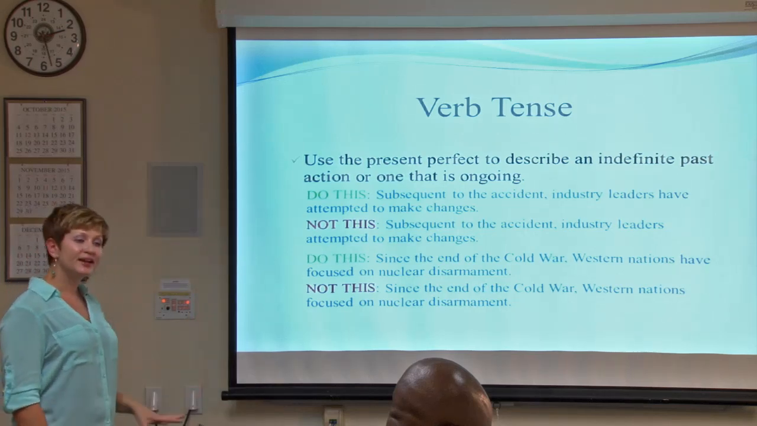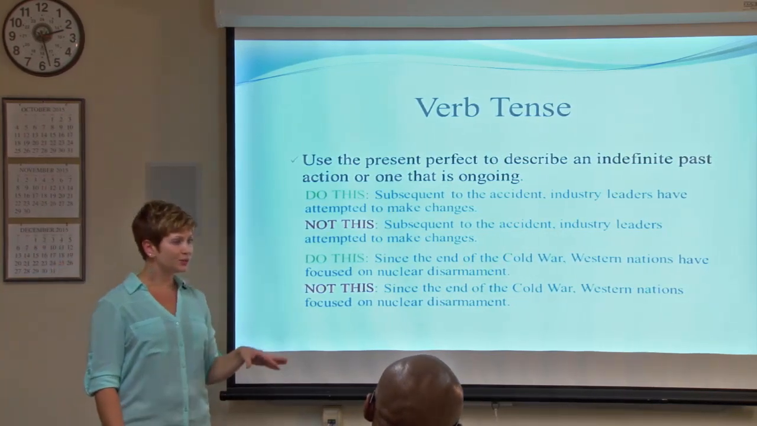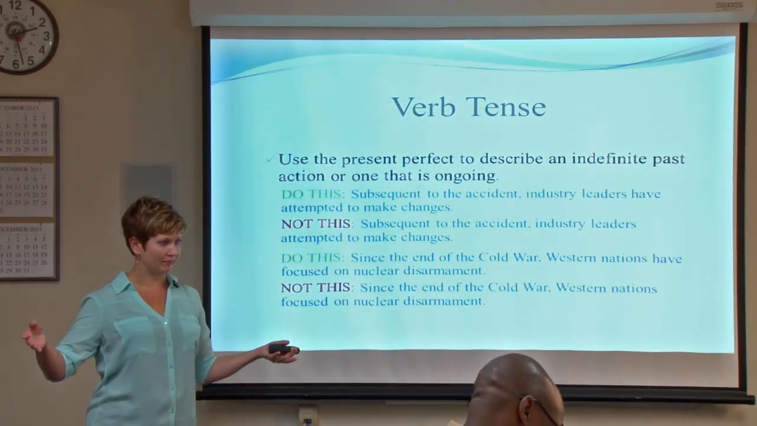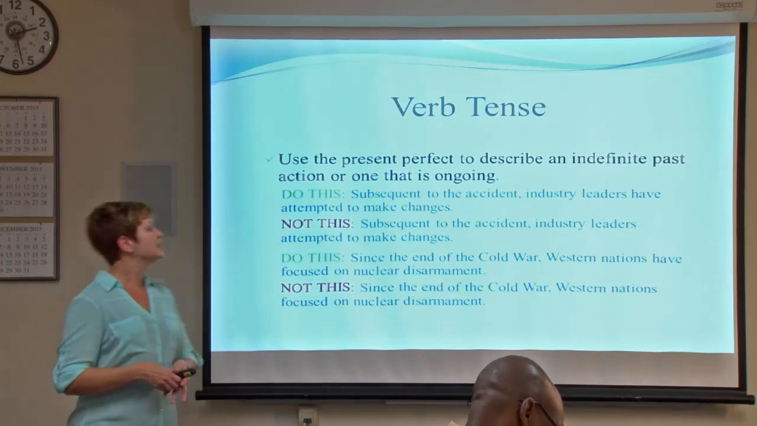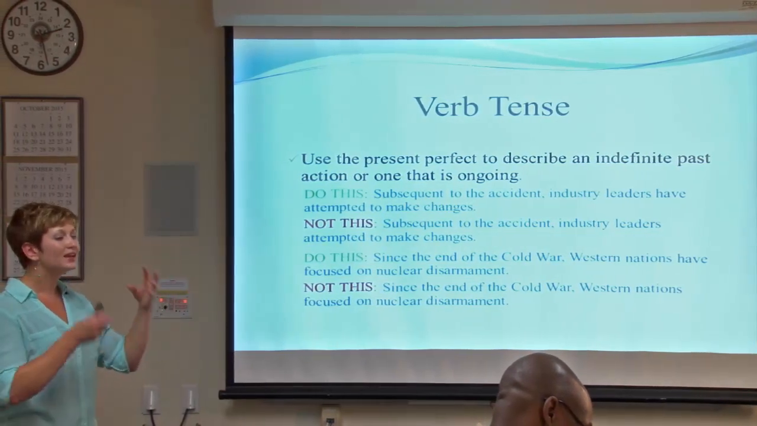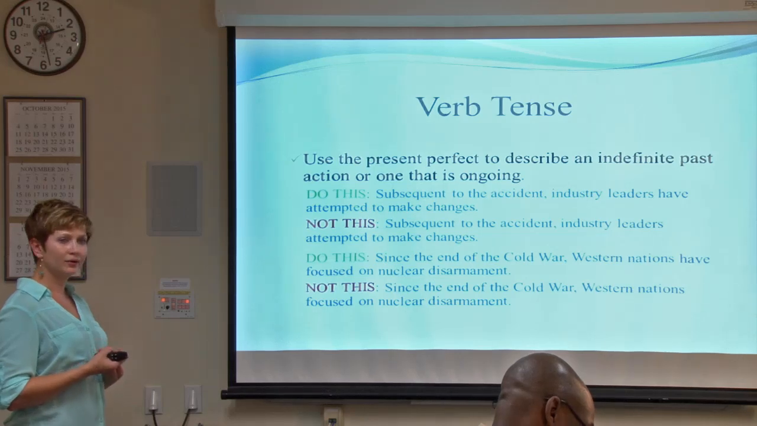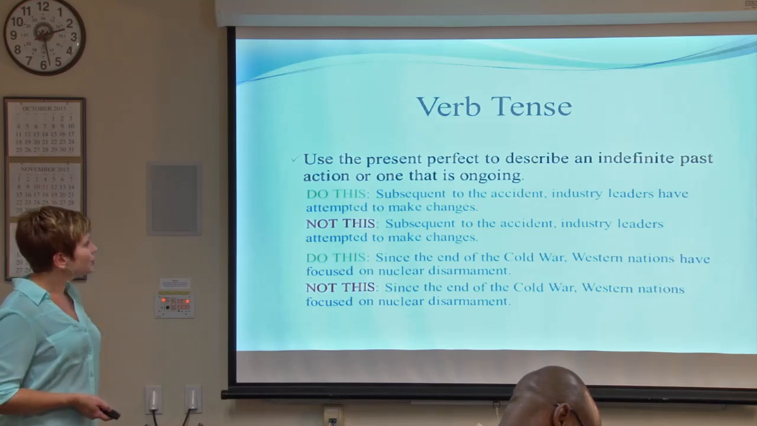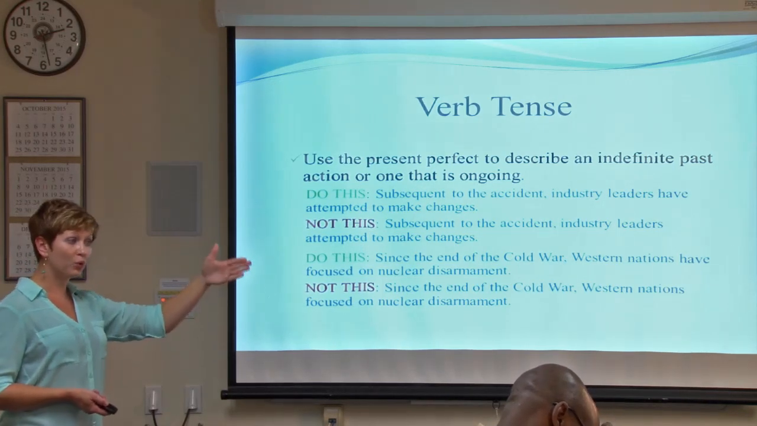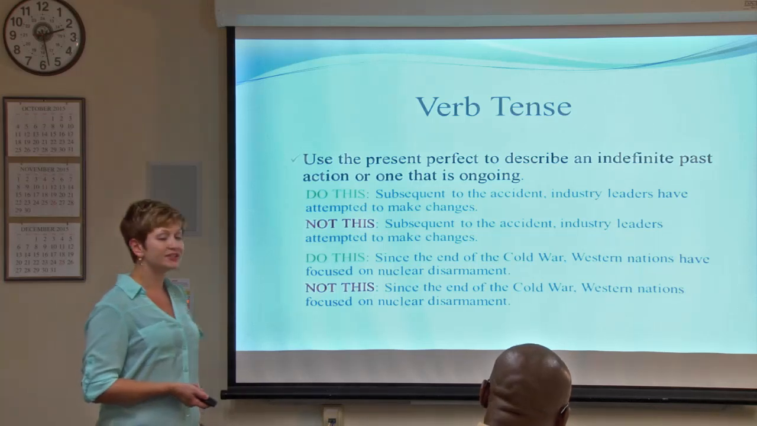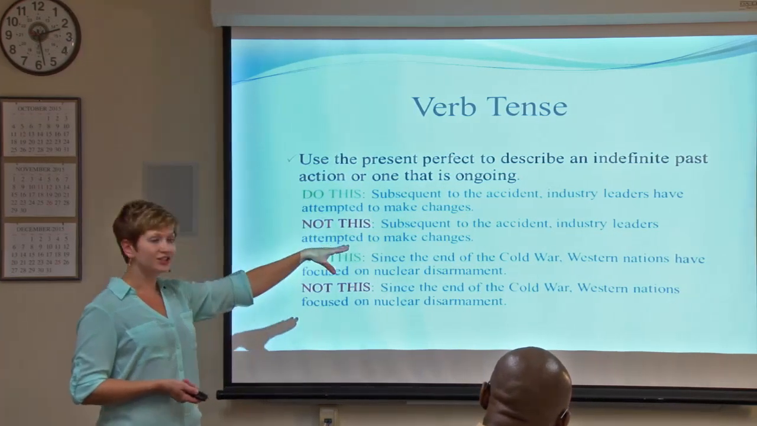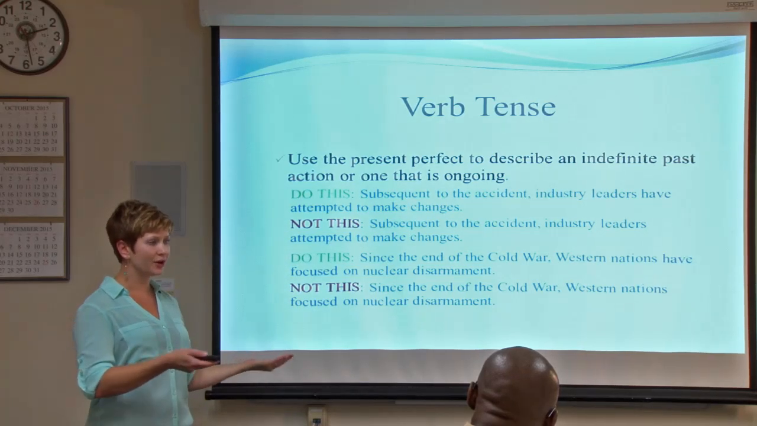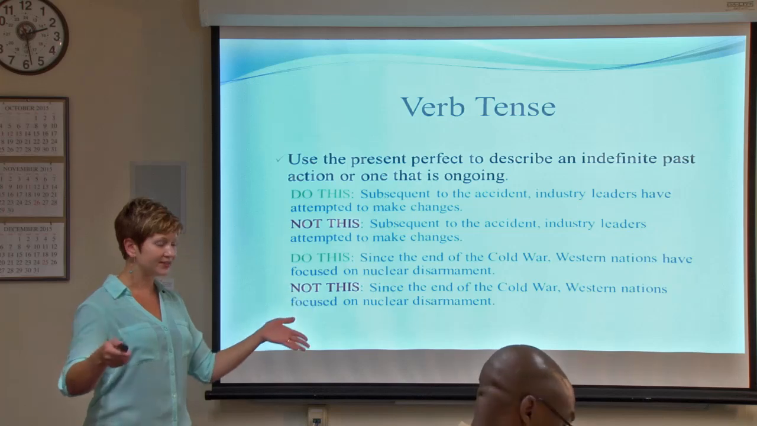This is my favorite verb tense by far, because most of the things you guys will be talking about have some starting point, but they're ongoing. They continue, and it's kind of indefinite. So the present perfect is just excellent for writing about things that started at one point and are going on today. So subsequent to the accident, I'm saying at what point it started, industry leaders have attempted to make changes. Now, present perfect uses has or have before the verb, and it just allows the reader to know that it's kind of a fluid activity here.